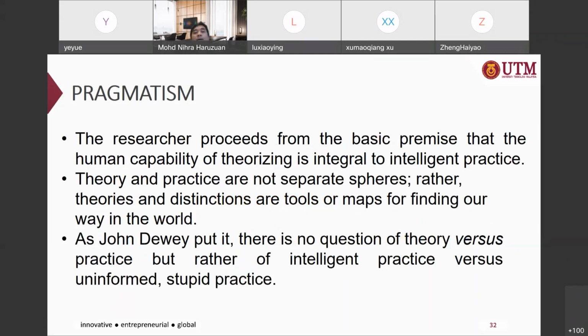The researcher proceeds from the basic premise that the human capability of theorizing is integral to intelligent practice. Theory and practice are not separate spheres; rather, theories and distinctions are tools or maps for finding your way in the world. As John Dewey put it, there is no question of theory versus practice, but rather of intelligent practice versus uninformed or stupid practice.